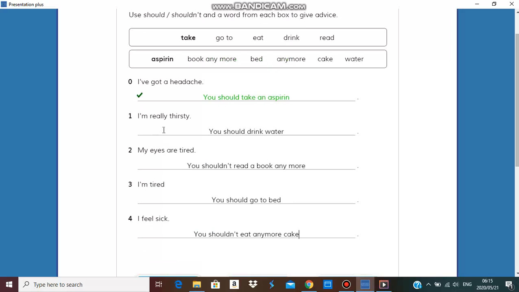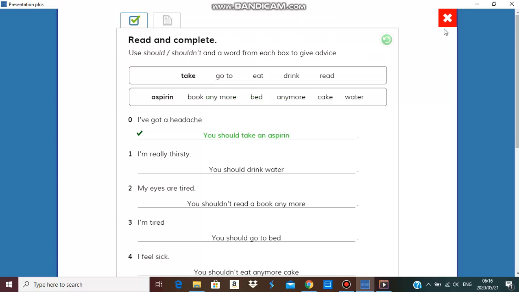Let's go over it again. I've got a headache. You should take an aspirin. I'm really thirsty. You should drink water. My eyes are tired. You shouldn't read a book anymore. I'm tired. You should go to bed. I feel sick. You shouldn't eat any more cake. Okay, we didn't put full stops here because they are the full stops.